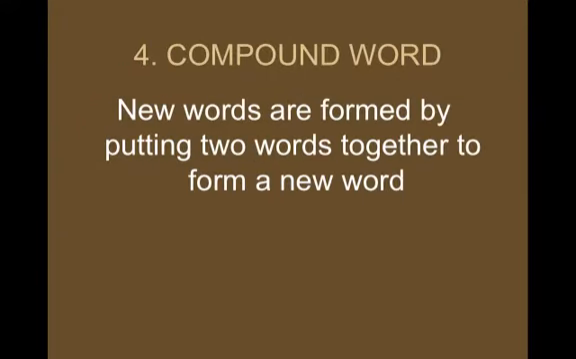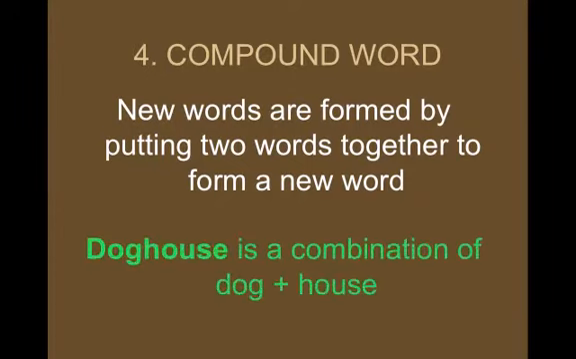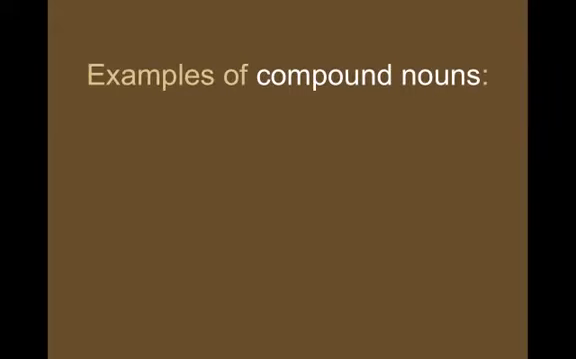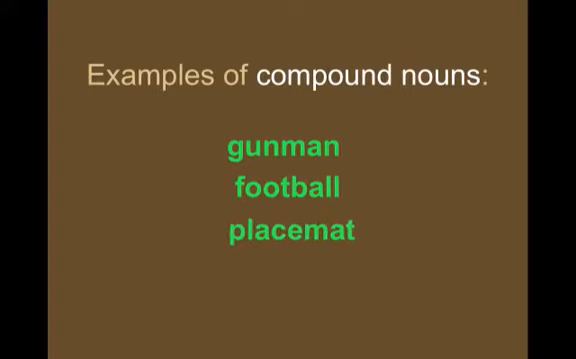Fourth example is compound words. New words are formed by putting two words together to form a new word. So doghouse, for example, is a combination of the word dog and house. Gunman, pretty obvious, gun and man put together. Football, placemat. So the thing about these words is that it's two entire words just smushed together.